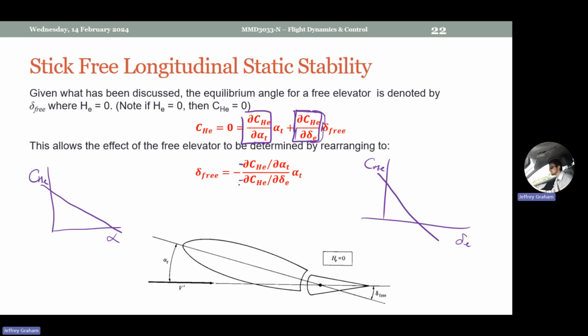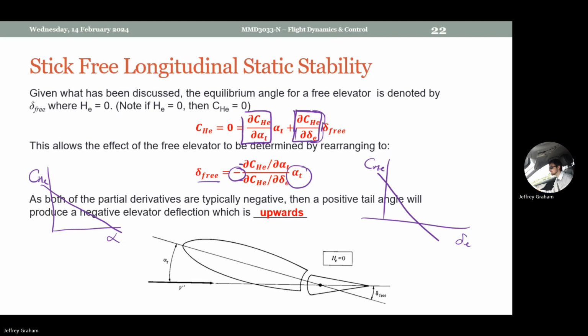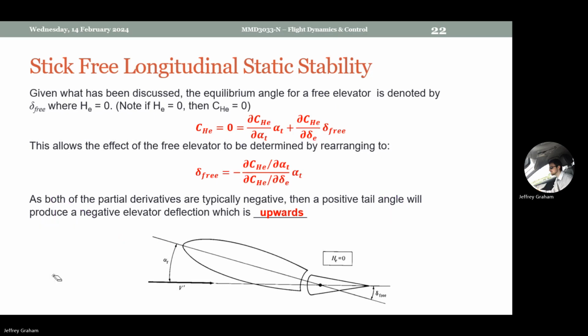That one's typically negative. So the concept here is that a positive tail angle, which you can see in the diagram, produces a negative elevator deflection. So for a positive angle of attack, you're going to end up with a negative elevator deflection, which means it will have to deflect upwards. Right. This elevator concept is going to come back in a little bit of a naughty sense here.